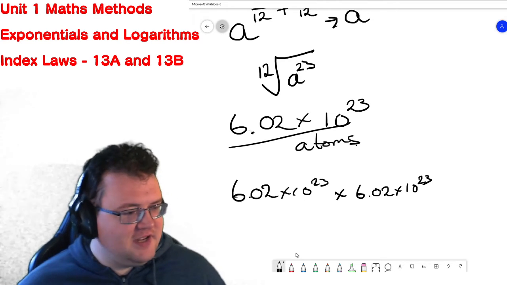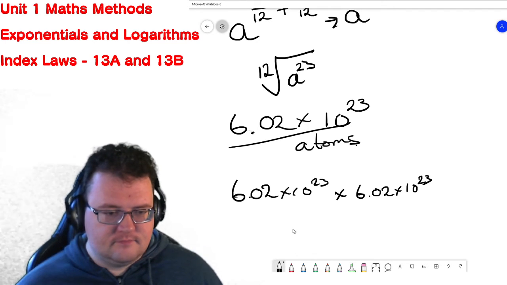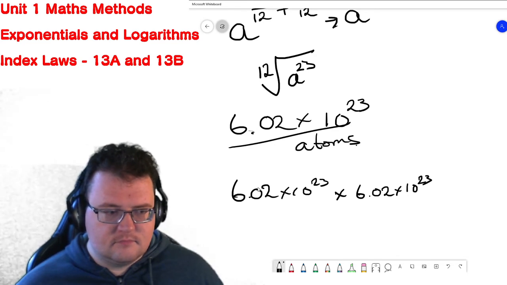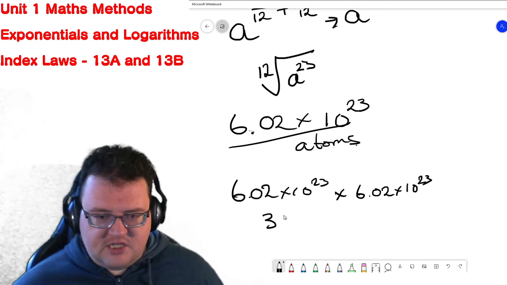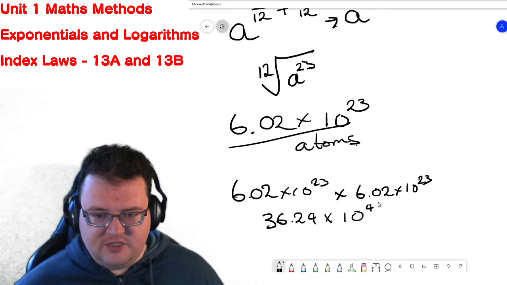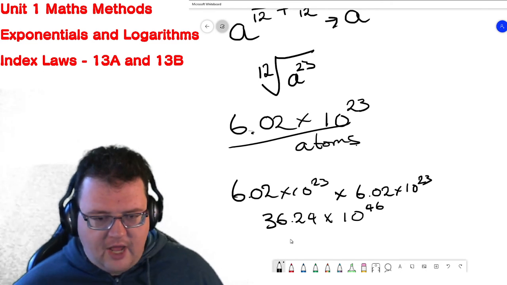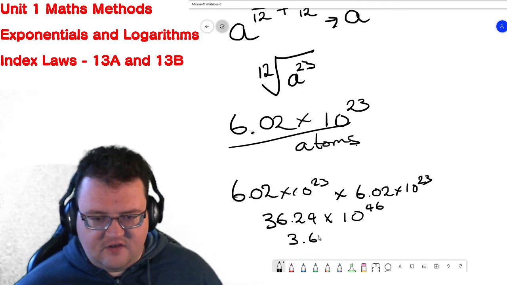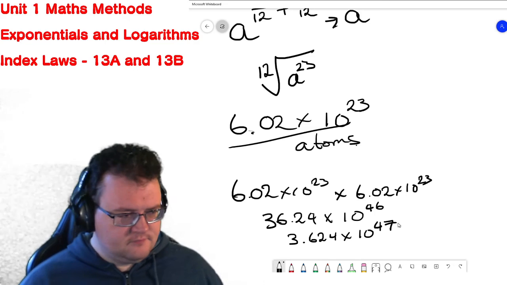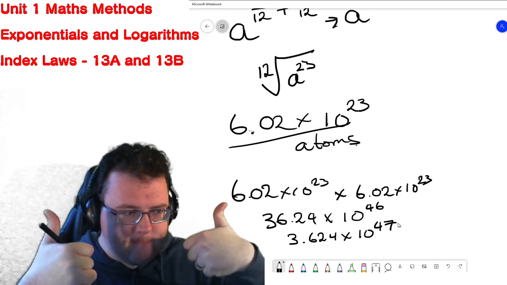Yep. Can someone actually give me 6.02 squared? Yep. So it's 36.24 times 10 to the 46. Or I could decide to write it as 3.624 times 10 to the 47 by moving the decimal point over. Cool.